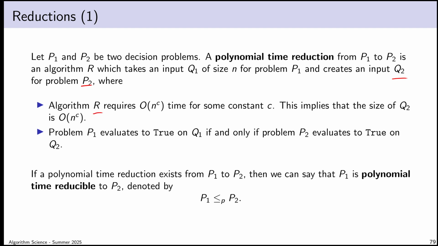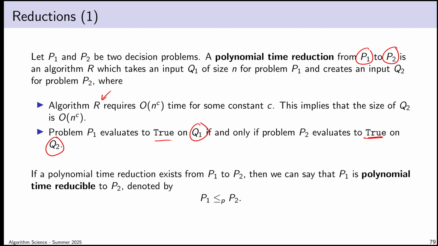Because if algorithm R produces the input Q2 in polynomial time, well, clearly Q2 can't have exponential size, because how could a polynomial time algorithm create something that has exponential size? Okay, so algorithm R, the reduction, turns an instance of problem P1 into an instance of problem P2. And the condition that we require is that the resulting instance of P2, which we call Q2, evaluates to true if and only if the original input Q1 evaluates to true for problem P1. So we are mapping true to true, basically.